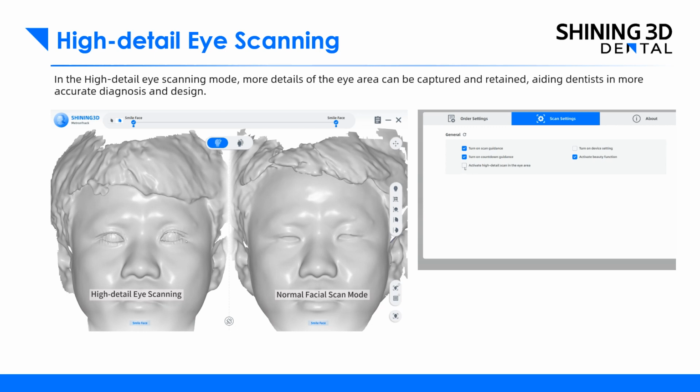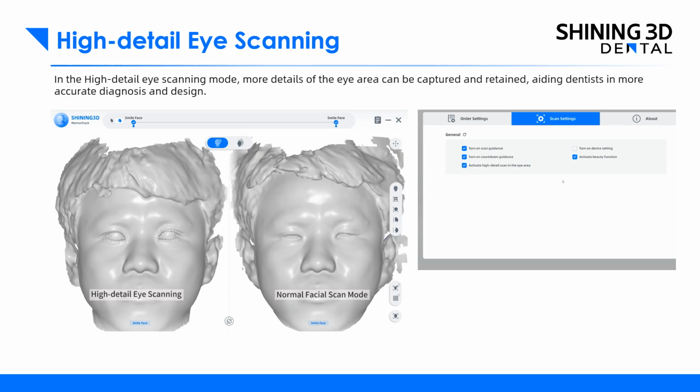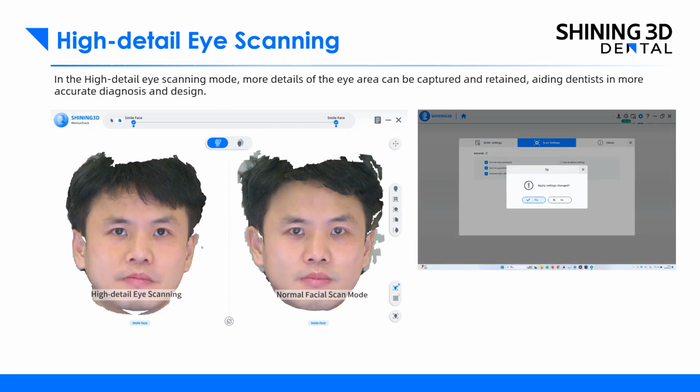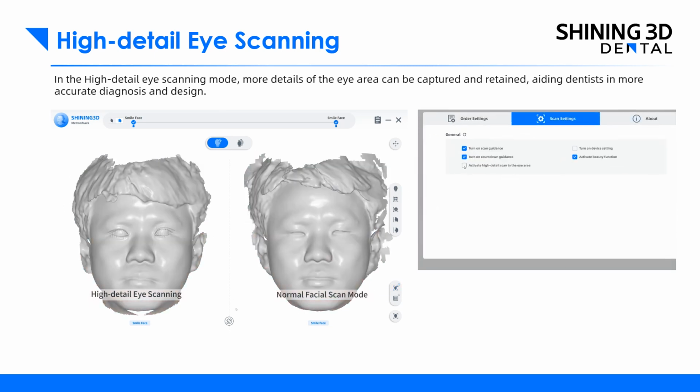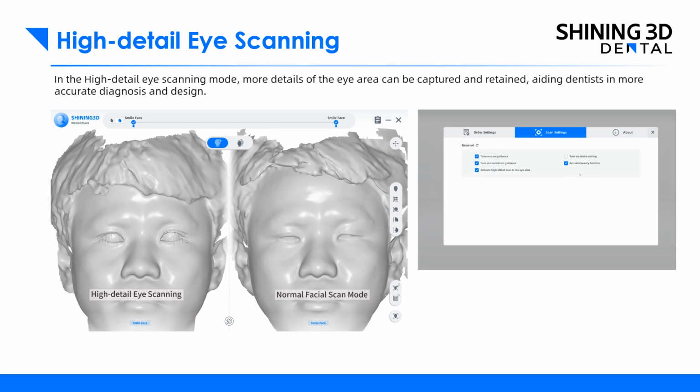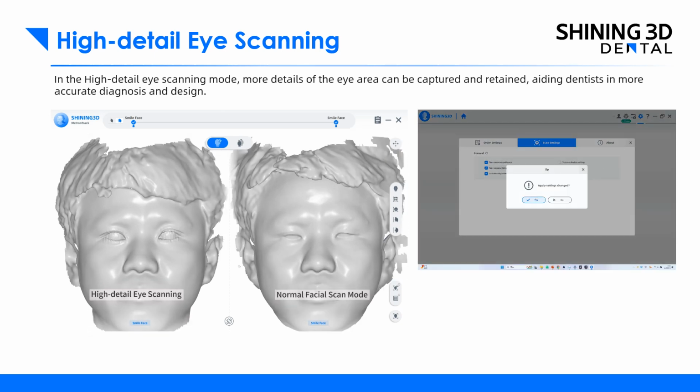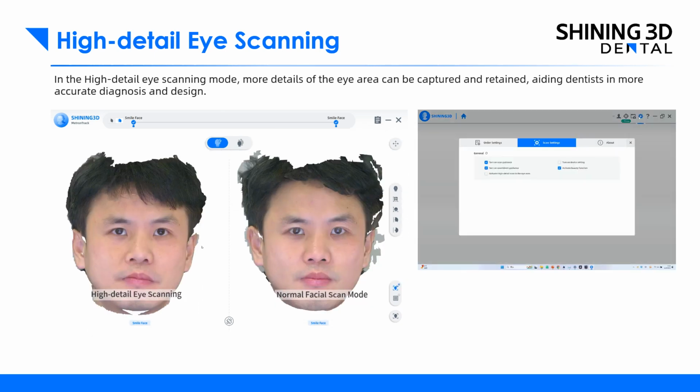And how to activate the function. You can turn on the scan setting and click activate high detail eye scanning in this setting, and then all the scanned data will keep the high detail information in the eye area.